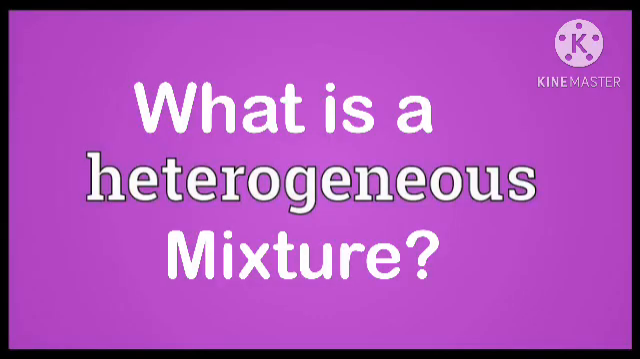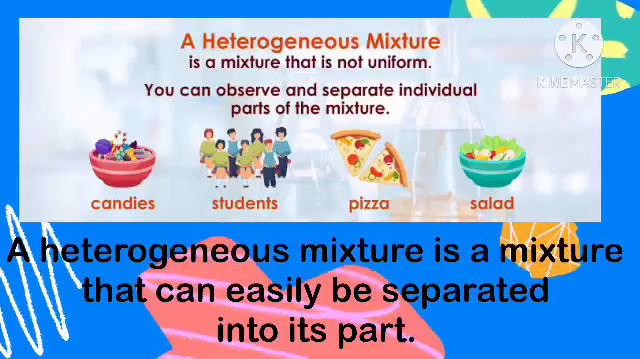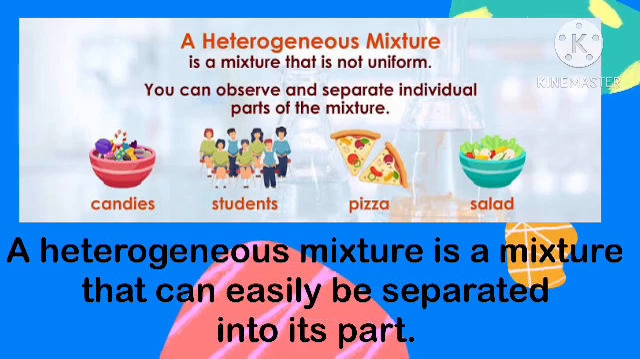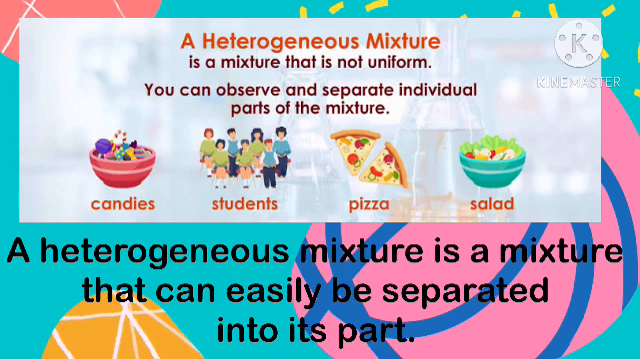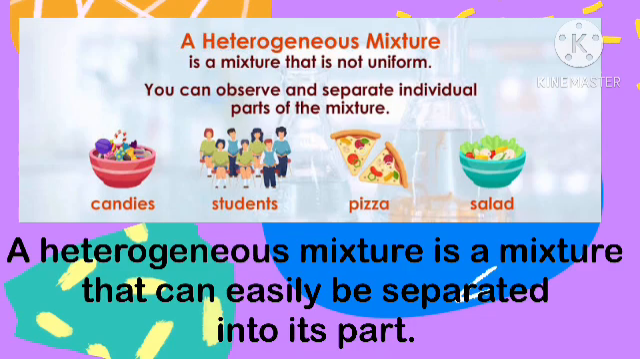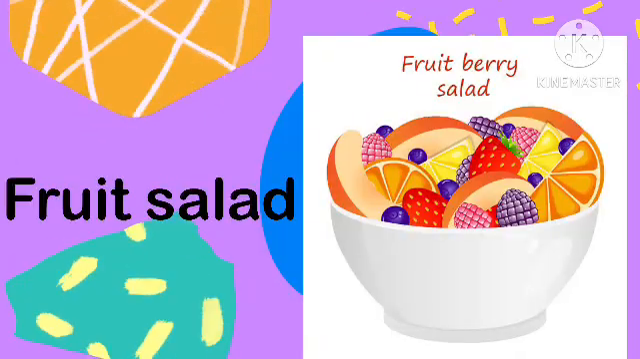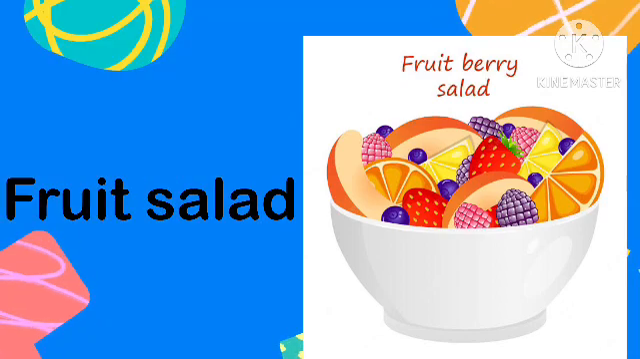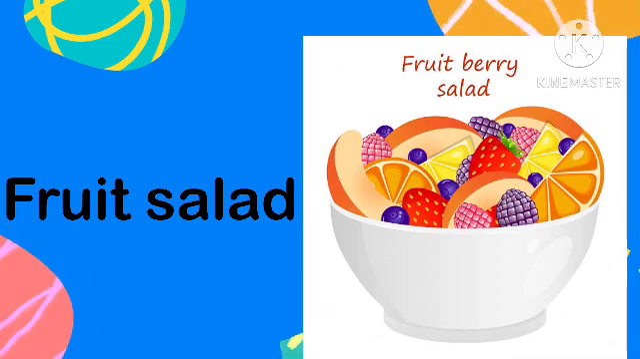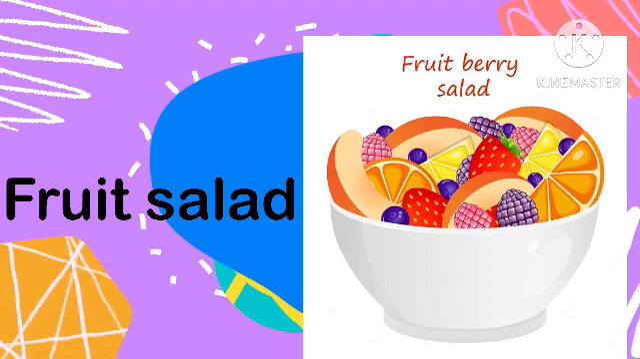Now, what is a heterogeneous mixture? A heterogeneous mixture is a mixture that can easily be separated into its parts. It is not blended together. Unlike the homogeneous mixture that is blended together, a heterogeneous mixture is not. Some examples are fruit salad. When you have a plate of fruit salad, we have different fruits that make up the fruit salad. It is not blended together. So fruit salad is an example of a heterogeneous mixture.